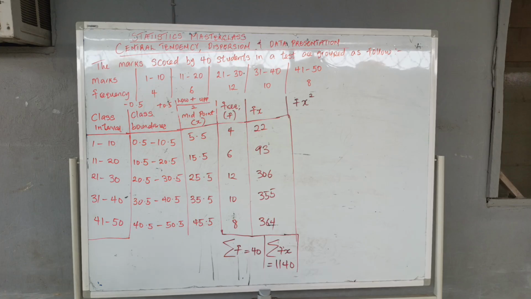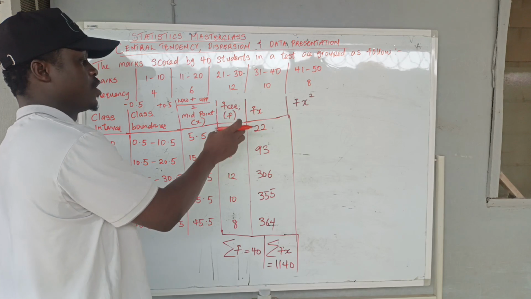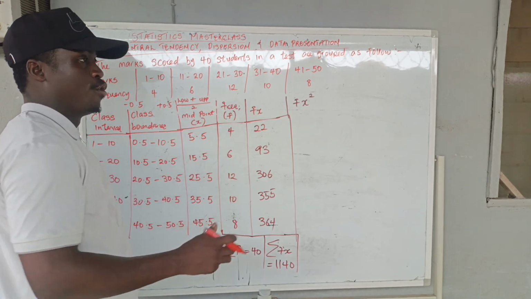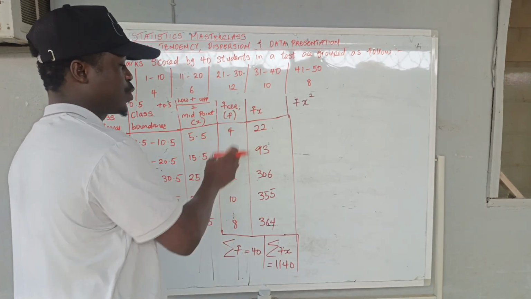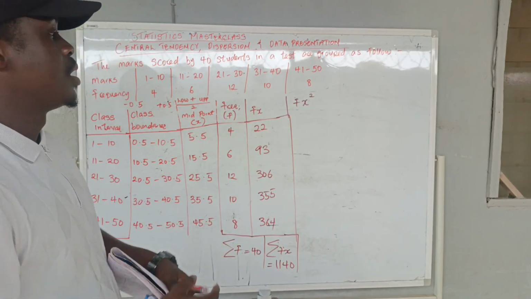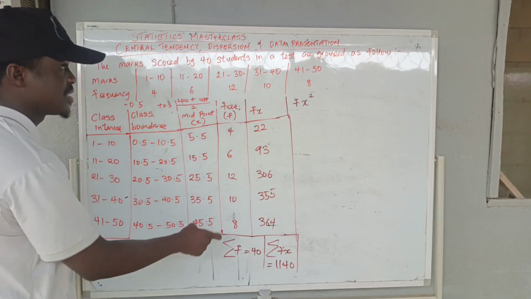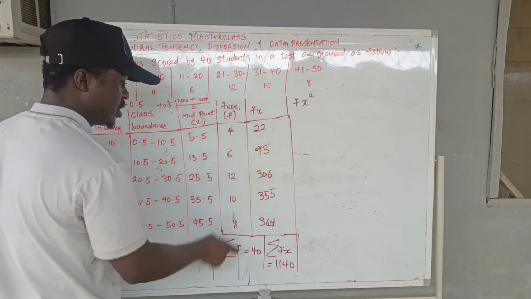And how do we calculate that? It means that you are multiplying your frequency by the square of your midpoint. So before you do this, you have to find the square of the values of your midpoint before multiplying them by the original frequency.